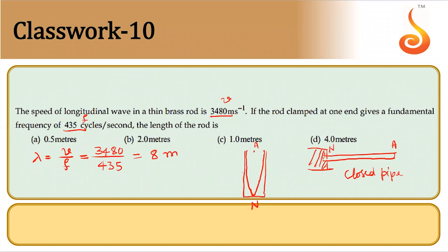Distance between a node and antinode is lambda by 4. This should be equal to L, where L is length of the pipe. Here the same L is length of the rod. So L should be equal to lambda by 4. What they are asking is length of the rod. Length of the rod should be lambda by 4, because once it is held fixed at one end, it should give you fundamental frequency 435 cycles per second. So that should be 8 by 4, that is 2 meters. That is option B.